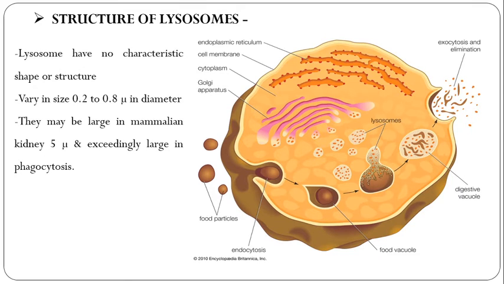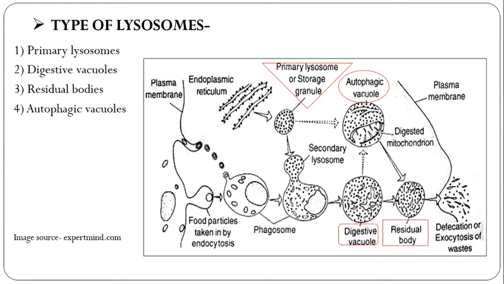Got it? So next, the types of lysosomes. First are primary lysosomes. Second are the digestive vacuoles, then residual bodies and autophagic vacuoles. First is the primary lysosomes, the first type of lysosomes. Primary lysosomes are also called storage granules, triangular in shape. This diagram shows the triangular-shaped primary lysosomes, or storage granules, labeled.